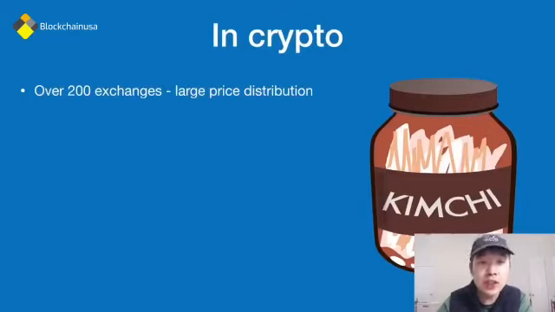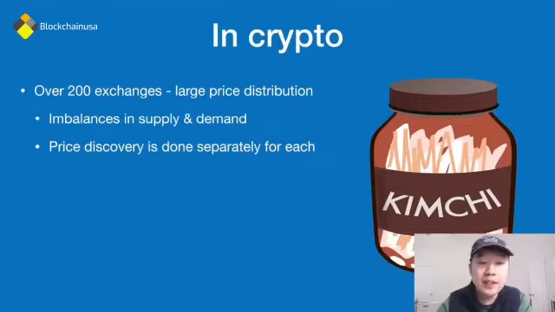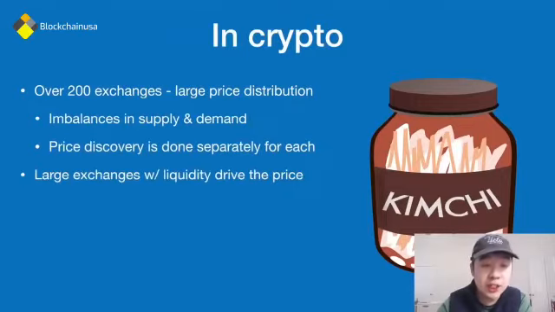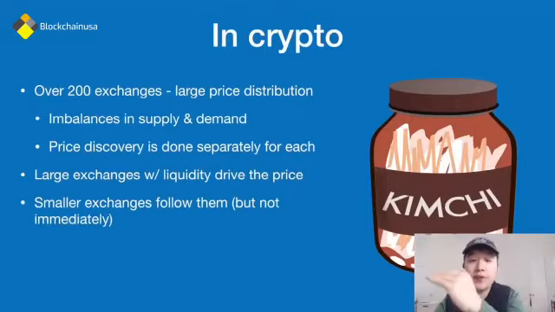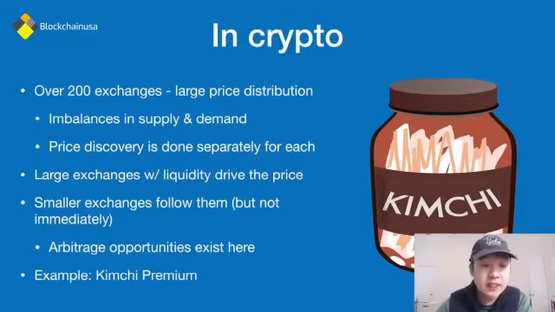There's over 200 exchanges with a large price distribution. Just go look at coinmarketcap.com, click on a coin and click on markets. You can see all the price differences. They are due to imbalances in supply and demand, and also price discovery is kind of done separately for each exchange. So you have large exchanges with liquidity driving the price and then small ones following them, but not immediately. Sometimes the big ones change and then the small ones are slow to catch on. That is where the arbitrage opportunities exist.